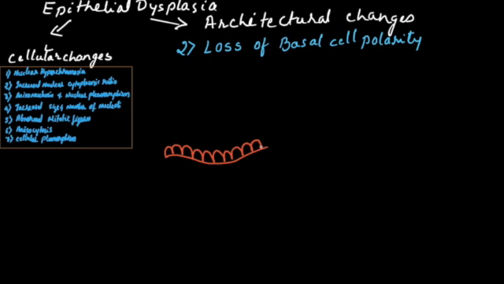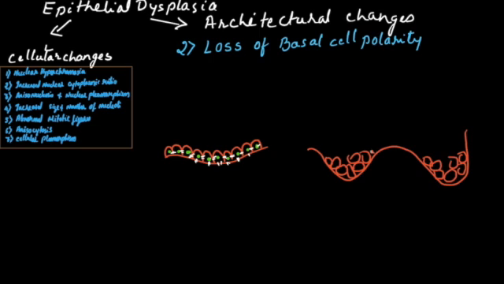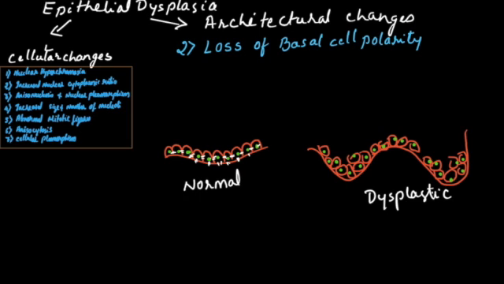Here are the basal cells with normal polarity, perpendicular to the basement membrane, and here are the basal cells which have lost their polarity. You can see in the drawing, there is no directionality to the cells. This is a normal epithelium and here is the dysplastic epithelium with loss of basal cell polarity.